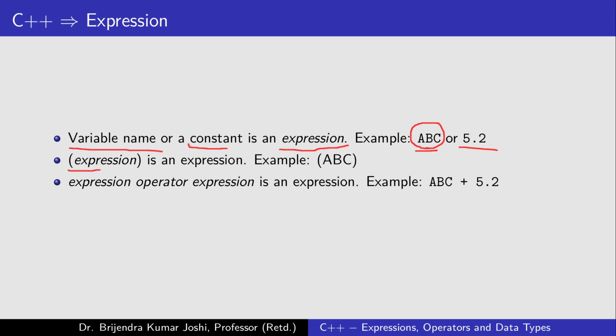Another requirement is any expression which is enclosed within a pair of parentheses is also an expression. For example, within parentheses, ABC. So ABC might be an expression which evaluates to a numerical value. Similarly, an expression followed by any legal operator followed by an expression is also an expression. Example is ABC plus 5.2. So ABC can be a variable name or it can be an expression. Here in place of the plus symbol, you can use any legal symbol.